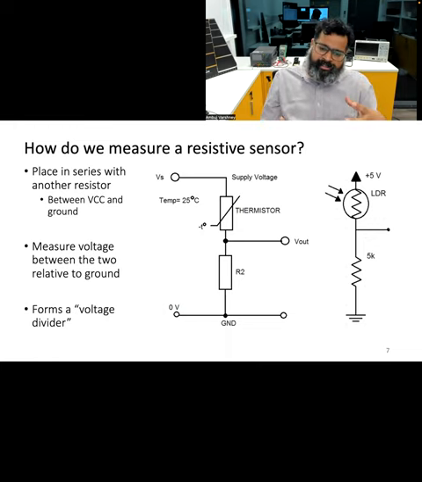So how do you actually read the V out on a microcontroller? You use a peripheral called an analog to digital converter to convert the voltage value into digital. And from digital, you can then have some equation to figure out what the particular resistance value of the LDR corresponds to in terms of the light intensity.